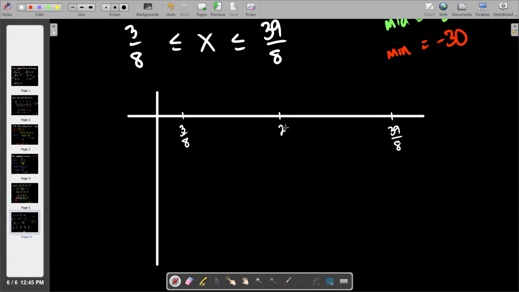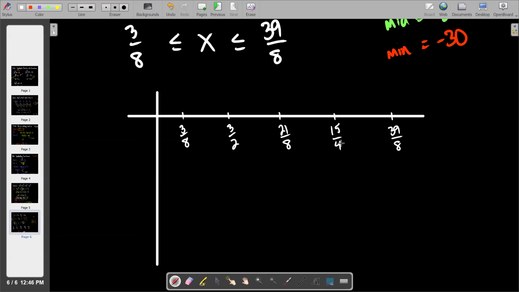21 over 8. And then halfway between 3 and 21, the distance is 18. Half of 18 is 9. So if you add 9, you get 12/8, which if you divide them both by 4, you get 3 over 2. Still good? And halfway between 21 and 39, the distance is 18. Half of 18 is 9. Add 9, you get 30 over 8, which if you reduce that down, you get 15 over 4. So those should be your critical points.